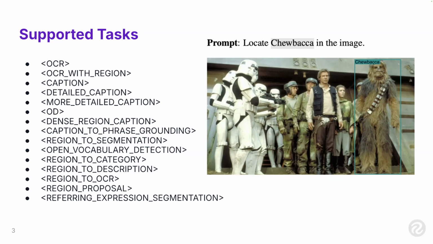Yeah, so a minor correction. I think I said OCR with region is reading text from a proposed region, but I actually think it's finding all the text in the image and then reading the text.